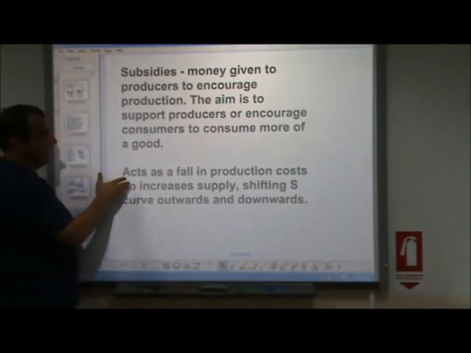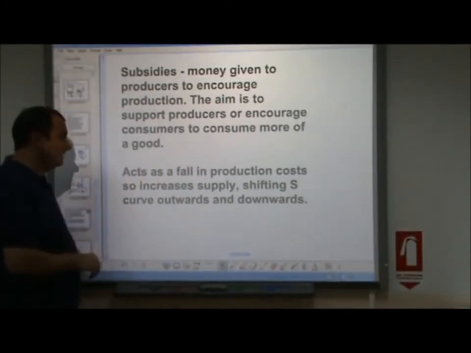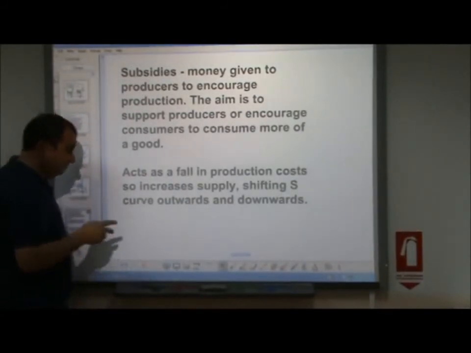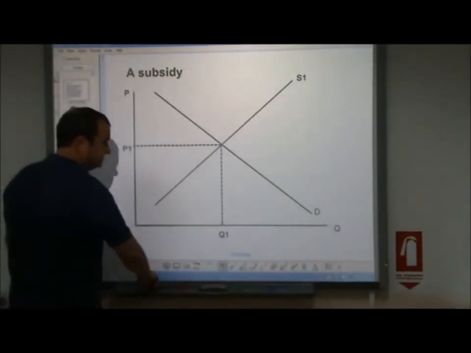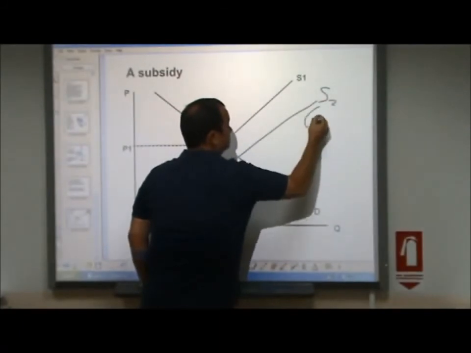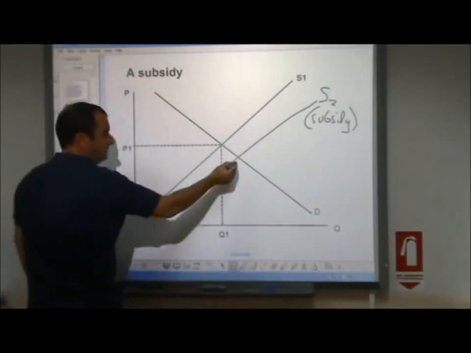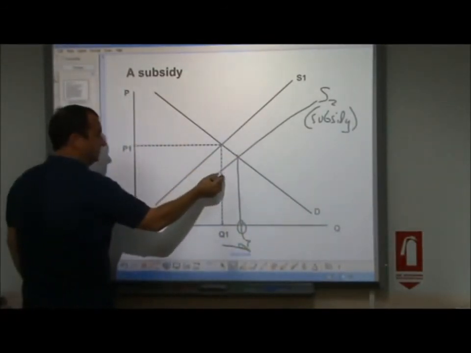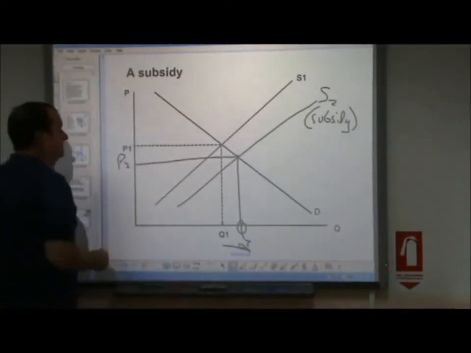And the subsidy acts as a fall in the production costs. So it increases supply, shifting the S-curve outwards and downwards. We can show that on a diagram. So let's show the effect of a subsidy. It shifts the S-curve outwards and downwards. Increasing output, that was the objective. Lowering price, there's the new equilibrium point there.